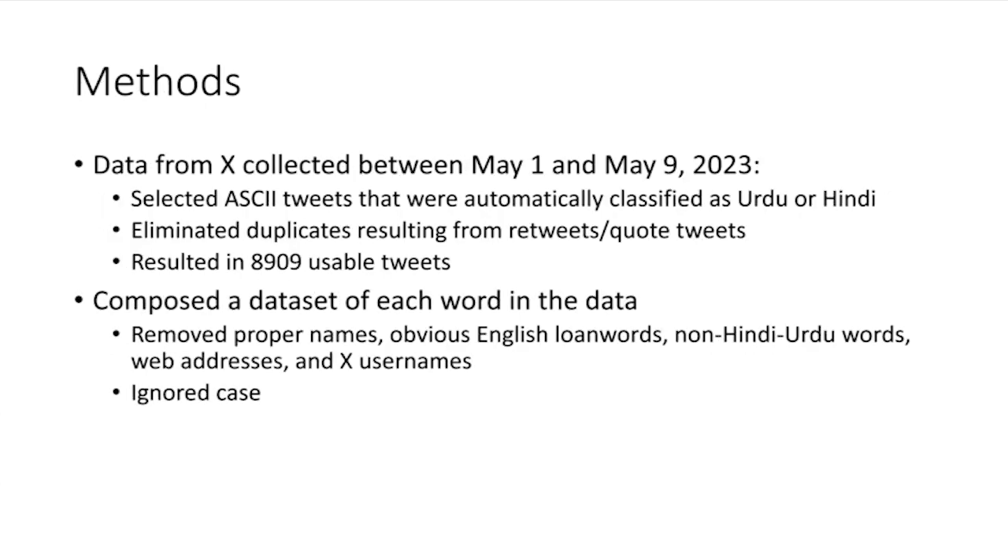So for this study, I used data from X or Twitter. I was able to collect 8,900 tweets. It's not possible anymore because it costs $5,000 a month to use their APIs. But this was how many I was able to get before then. And I did some pre-processing, removed proper names and English loan words and non-Hindi-Urdu words, and so on. I also ignored case, which could presumably be used in a meaningful way.